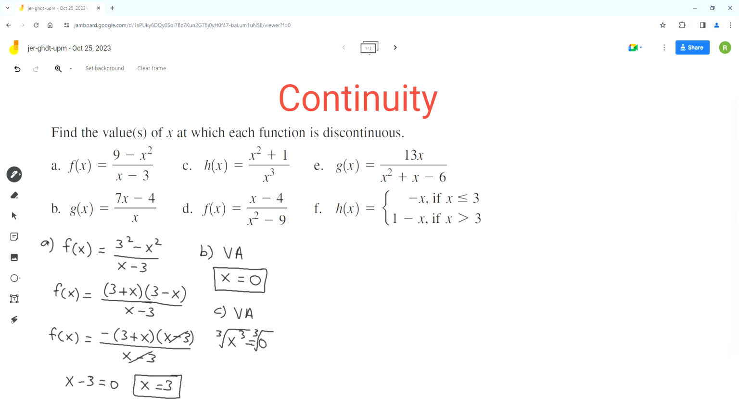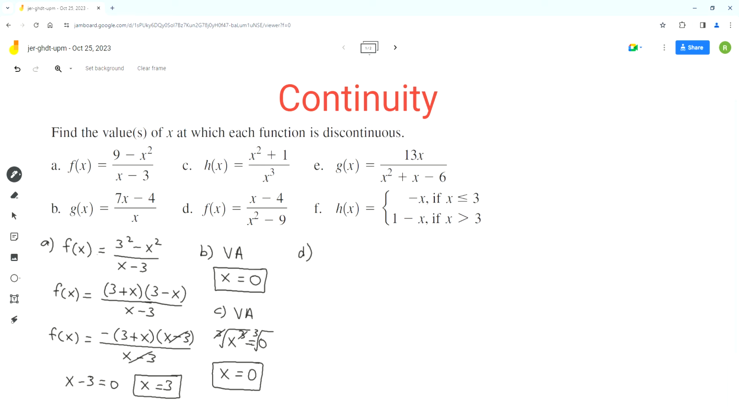On the left side, the cube and the cube root cancel each other out. So we get x equals, and the cube root of 0 is 0. That means there is a vertical asymptote at x equals 0. That's where this function is discontinuous. Now we can analyze part D.